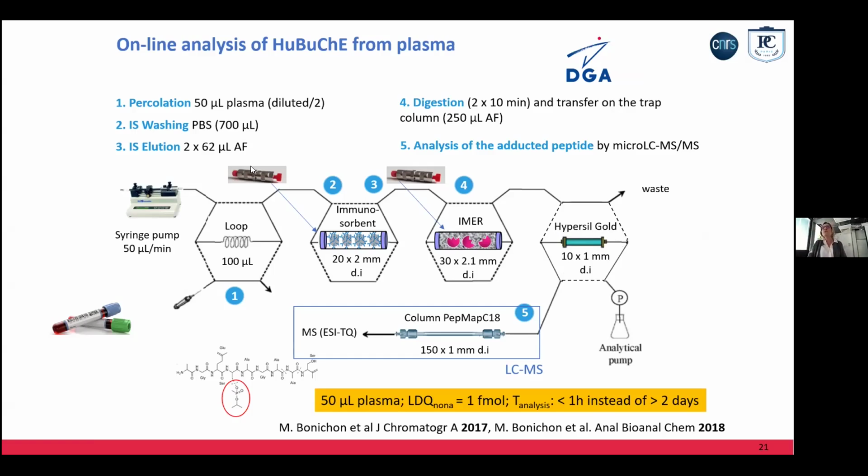Why 2 days at the DGA? Because they have a huge purification step, not as efficient as antibodies, and the digestion alone takes one night. So it can be quite long to analyze this molecule. So automation is achieved. Miniaturization is partial: the precolumns are quite small, but we can go further, as I will show you.